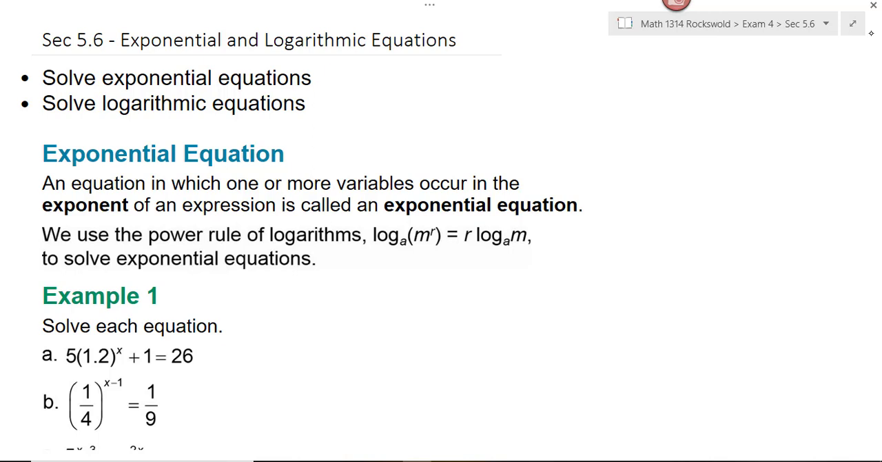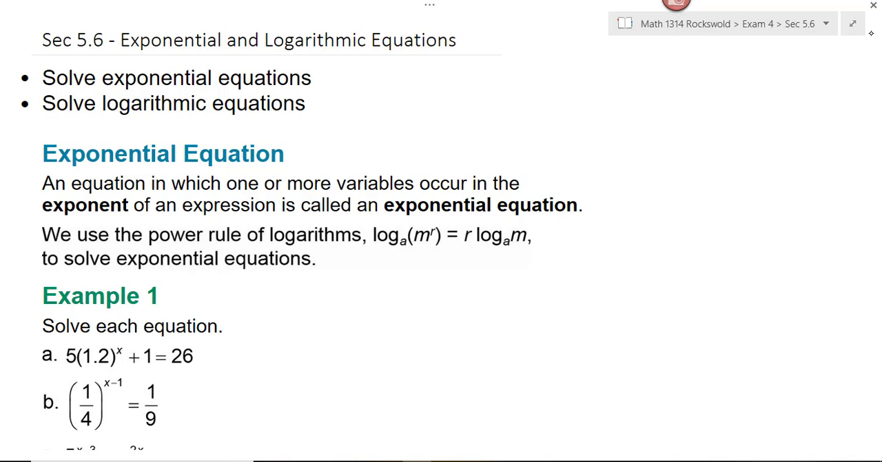Section 5.6 is Exponential and Logarithmic Equations. With exponents and logs, there are some rules that you need to memorize, like the product rule, the quotient rule, the power rule for both exponents and logs. Those need to be committed to memory. So this is one math test that you can actually make a note card of things to study.